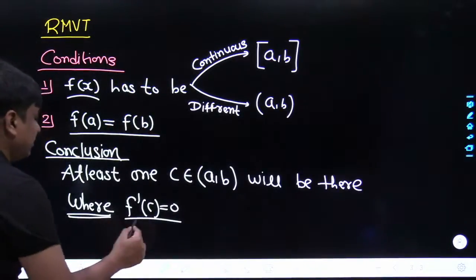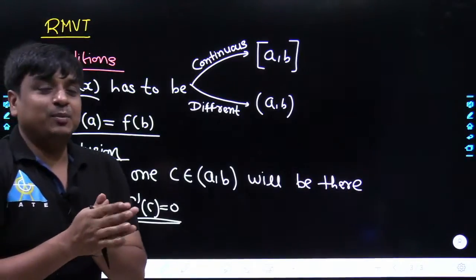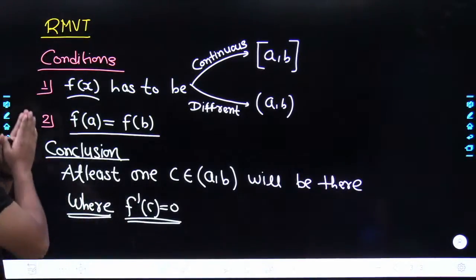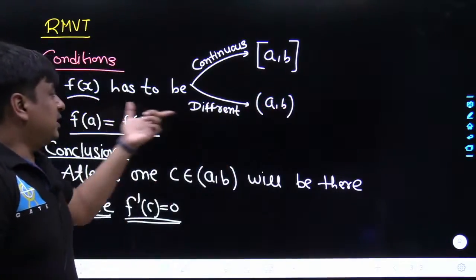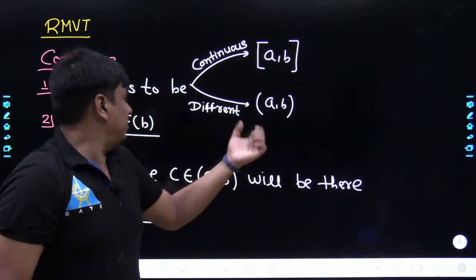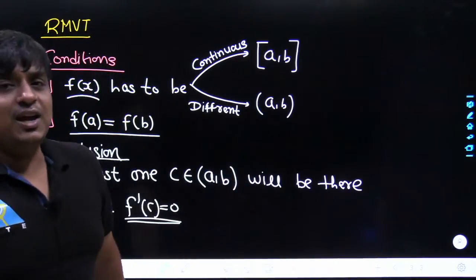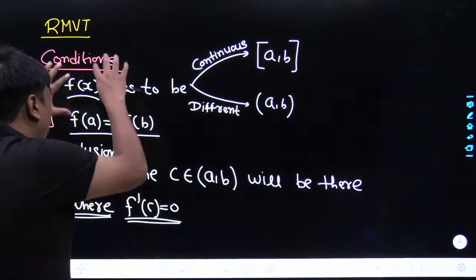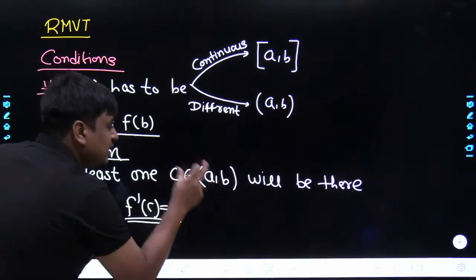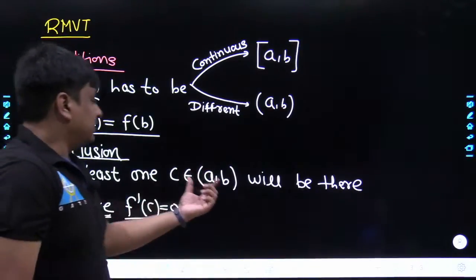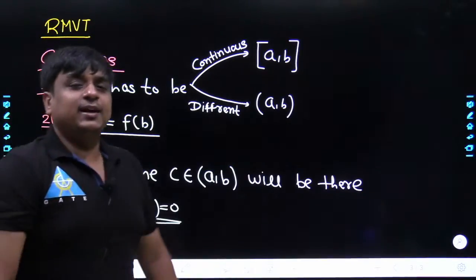Now graphically try to understand what it means. See what it's trying to say. First, the function has to be continuous within the closed interval of a comma b. The function has to be differentiable within the open interval of a comma b. Similarly, the function's value has to be the same at x equals a as well as b. And if all three conditions are met, at least one c would exist within the open interval of a comma b such that the slope of the function at that point would be 0.